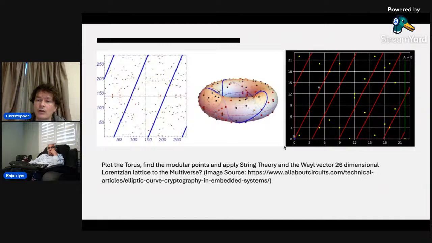And then when we plot all of that into the finite field and take the length of that line, it turns out to be very close to the mass of the top quark. It's just an interesting thing.